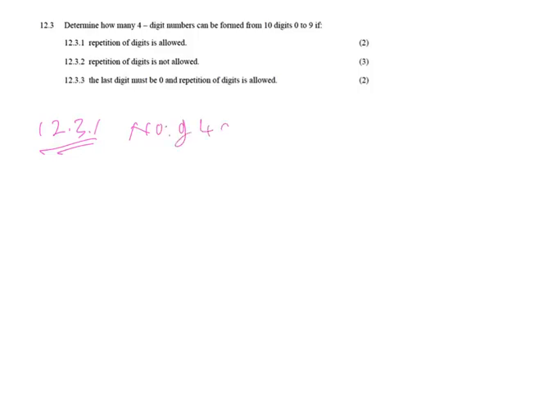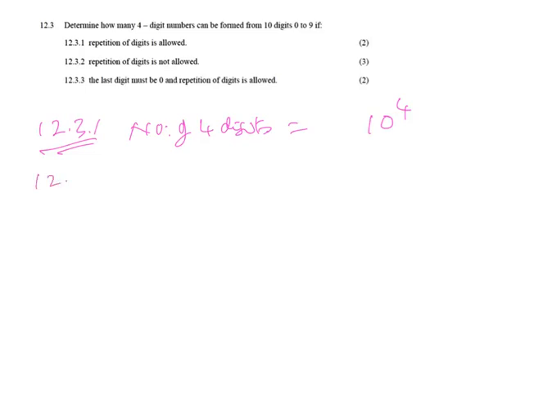So how many 4-digit numbers can I have here? 4 to the power of 4. Sorry, there are 10 digits, so 10 to the power of 4, not 4 to the power of 4, because I have 10 possible choices. I have 10 choices for each digit, therefore 10 to the power of 4.